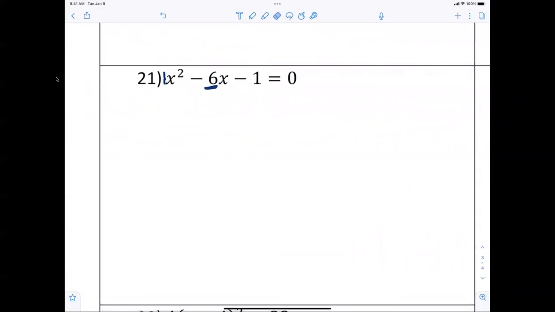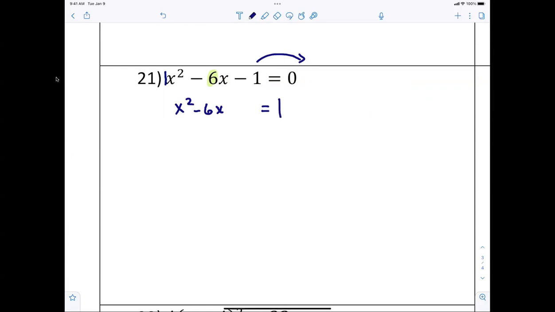All right, now in my opinion on 21, obviously it does not factor. Some kids do not like completing the square, so they never do completing the square, they just do quadratic formula. But I am telling you, if the leading coefficient is a 1 and this middle term is even, it's easy to just complete the square. All right, it's much easier to just do it by completing the square. All right, so to complete the square, you move the 1 over. So x squared minus 6x equals 1.